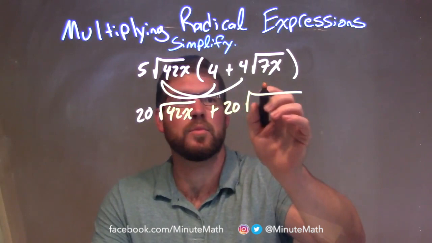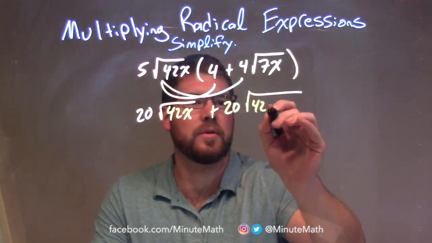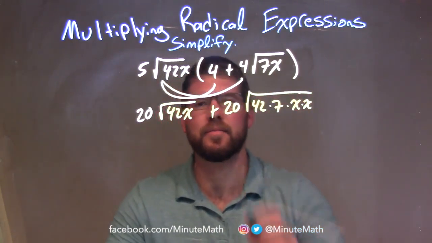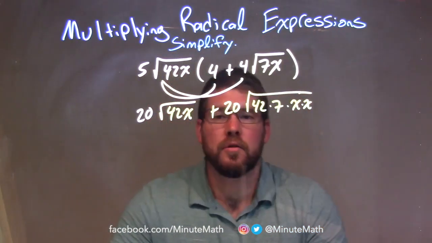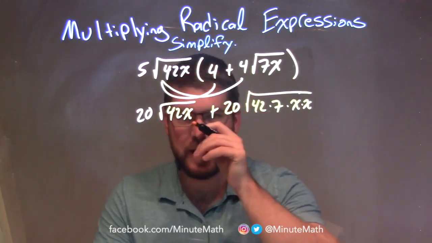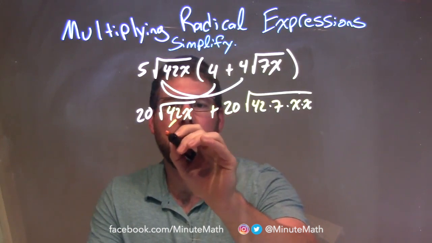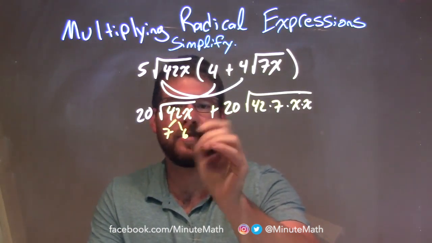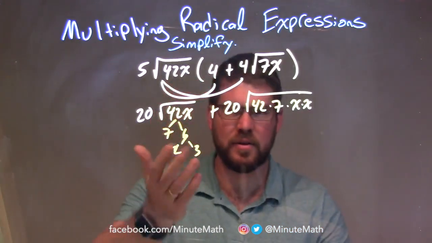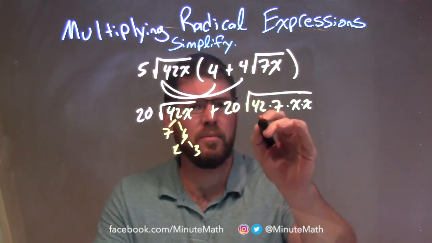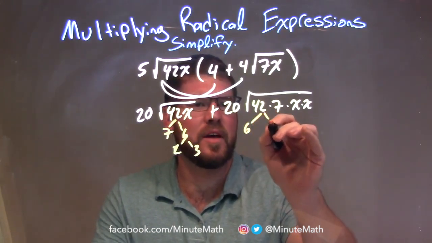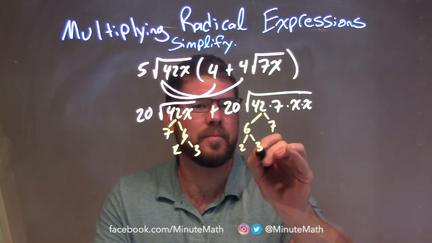times x times x, okay? So now, let's go see if we can break things down a little bit. Well, 42 is 7 times 6, right? So it's 7 times 6, and then 6 is 2 times 3. But I don't see any pairs, so it's not going to simplify that one. But here, if I multiply it as 7 and 6, so 6 and 7 like this, and 2 and 3, okay?